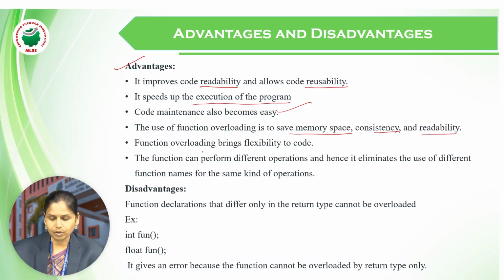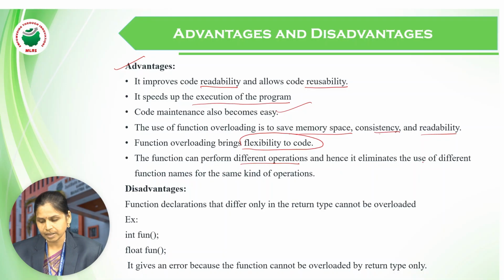Function overloading brings code flexibility. You can easily write the code. Here we have code flexibility in function overloading. The function can perform different operations and hence it eliminates the use of different function names. In function overloading, we are using the same common function name in different cases for the same kind of operation. Here we are using the same function name for the same kind of operations multiple times. Here there is no need to use different names for the same kind of operations.